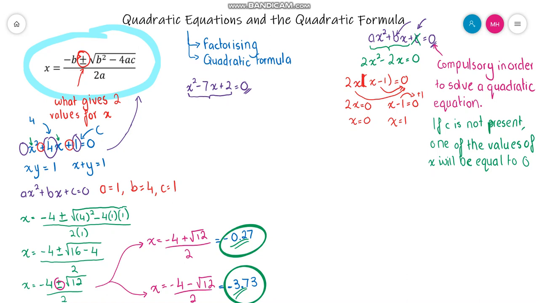Now when we do so, we will arrive at the conclusion that A is equal to 1, because there is a coefficient but we don't write 1 next to a variable. B would be equal to negative 7, and C lastly is equal to 2. So now we're going to input or substitute these values in the quadratic formula, and when we do so we would get something like this.